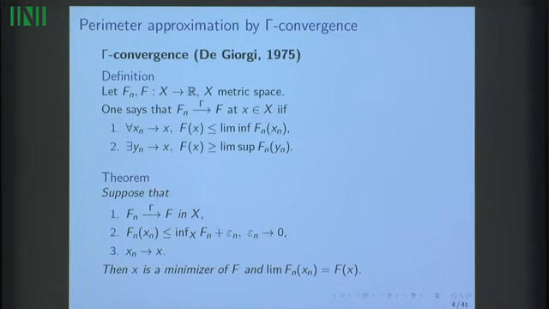So this theorem says that in case Fn gamma converges to F, then if I consider a sequence Xn that converges to X, and Xn is an approximate minimizer of Fn, approximate in the sense that I have a small threshold epsilon n which goes to 0, then X is a minimizer of F, and also the value of the approximate minimum converges to the minimum of F. This is precisely what we want. So this is what I will want to prove.